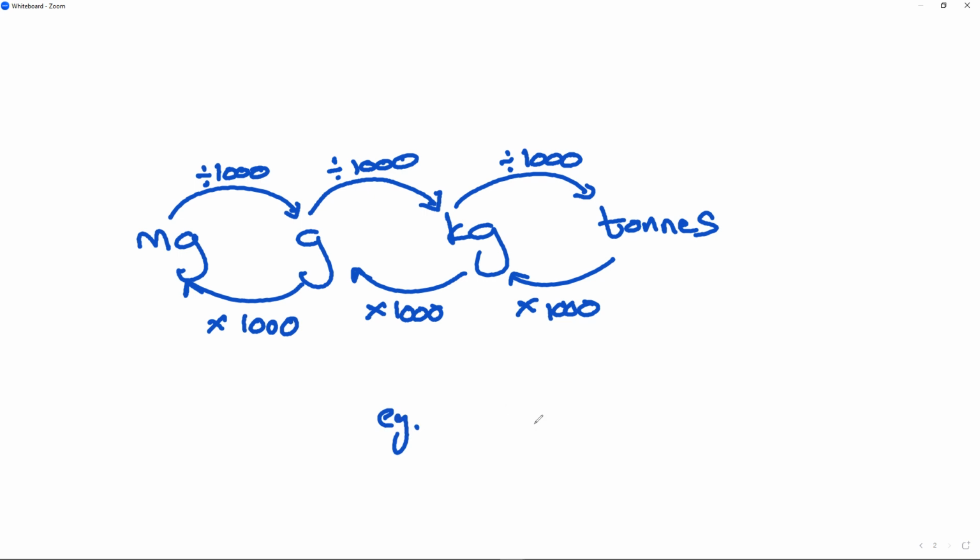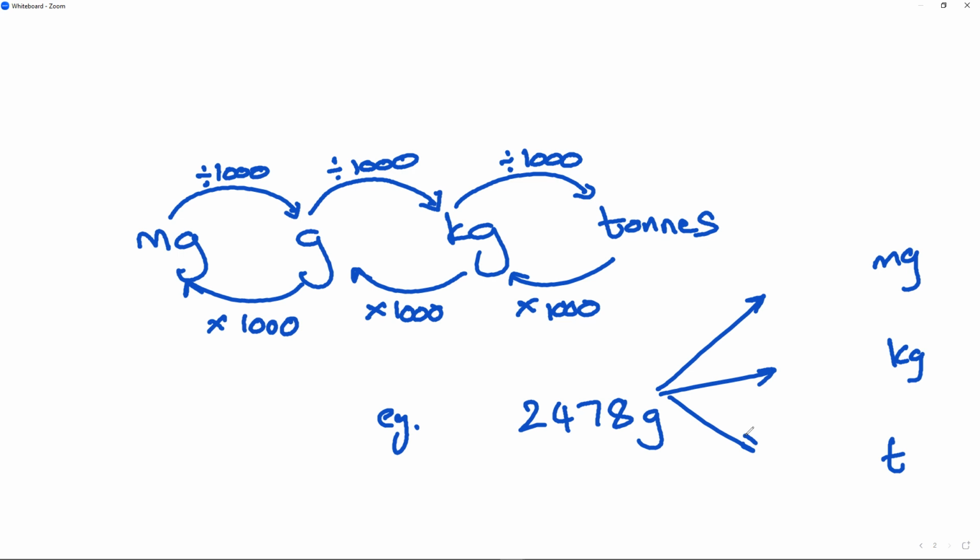In a simple example, if I have 2,478 grams, and I want to convert this into milligrams, kilograms, and tons, what would I do for each of these? So 2,478 grams going into milligrams means you're going backwards, right? So you're going to multiply this one by 1000. That'll be 2,478, and then just add 3 zeros after.